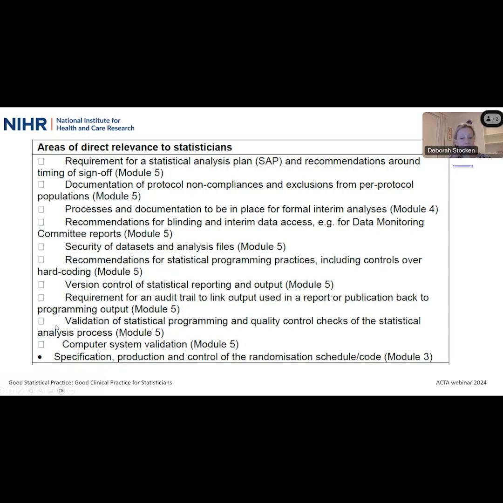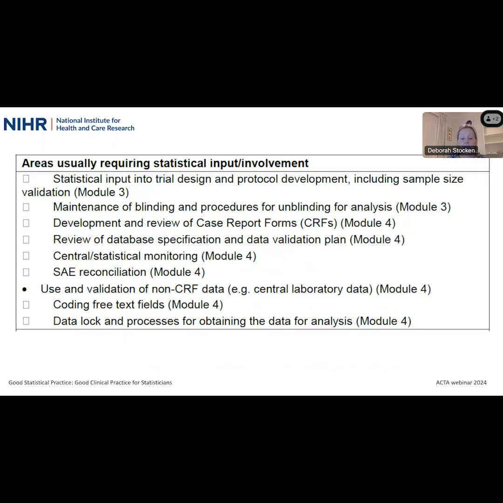This is a table that's come out of our NIHR report. We've tabulated in that report the areas of the training that are directly related to statistical activities, which fall into module 5, covering analysis plans, analysis populations, interim analysis and statistical programming. We've also tabulated the areas of statistical activities that would usually require some statistical content, such as module 3 in trial design and module 4 in data management. That covers things like CRF design, database design, data monitoring and database locks.